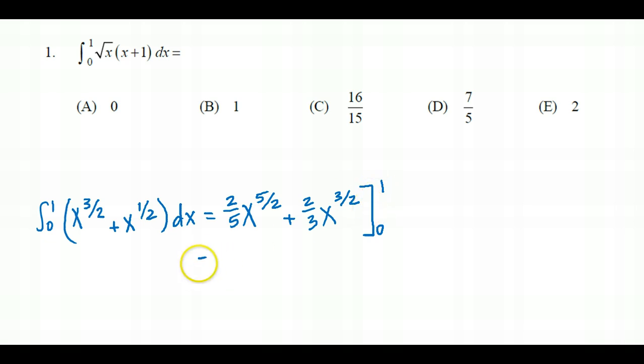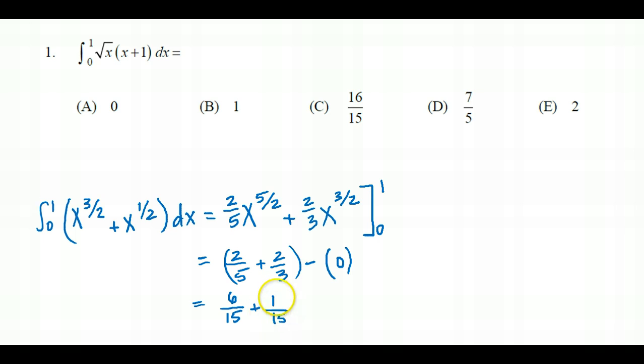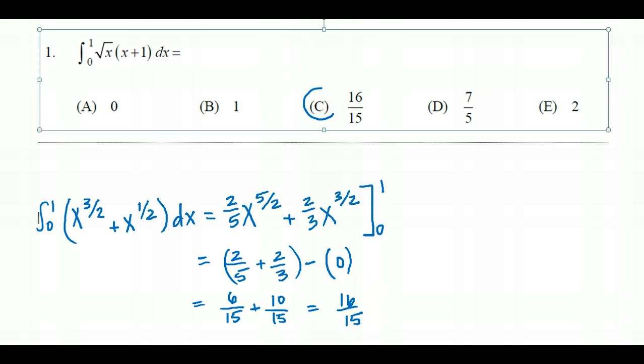So if I substitute in 1, I'm going to get 2 over 5 plus 2 over 3. And then I'm going to subtract, plugging in 0. So here, when I plug in 0 for both of these x's, I will get out a 0. So now I'm just trying to combine these two fractions. So the common denominator is going to be 15. So the top here is going to be 6. And then here, if I have 15, then the top here is going to be 10. So I get 16 over 15 as my answer, which is C.